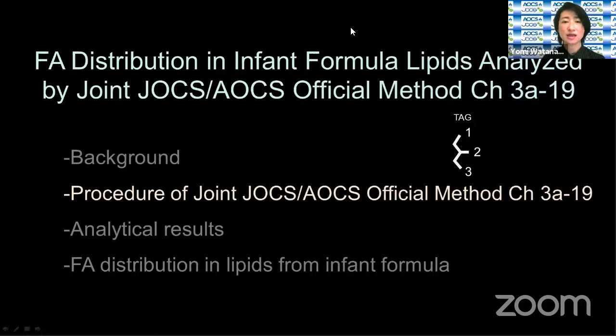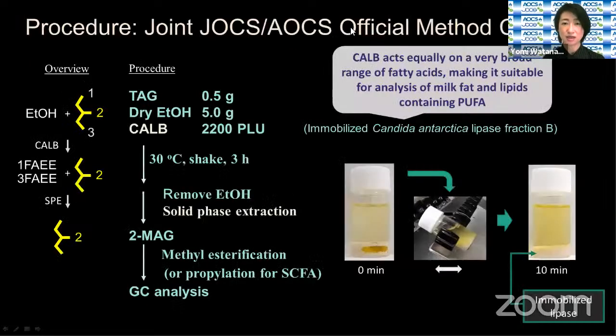Let me explain the procedure of the method. The tag of interest is shaken at 30 degrees for 3 hours with Calbee in a tenfold excess of ethanol by weight. This is a reaction vial, which I normally use in the lab. It is very important to set the vial horizontally in the shaker to shake hard to get enough mixing.